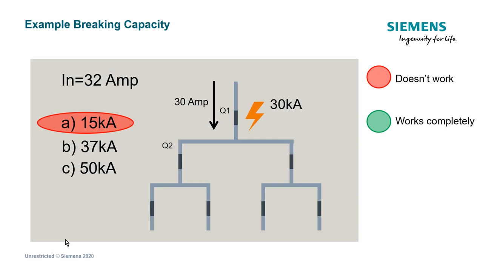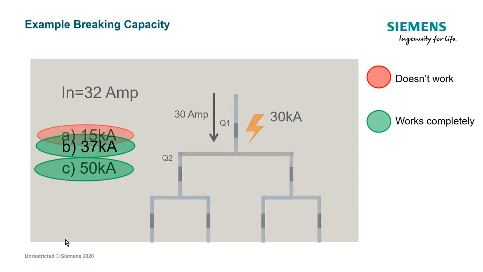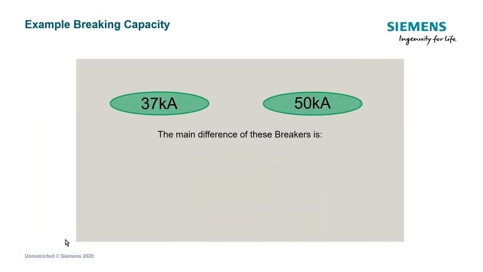Well, we will mark them as works and doesn't work. 15 kiloamps doesn't work because this is below the highest short circuit current that I will have in my circuit. My short circuit breaking capacity must be above the highest short circuit current that I will have in my circuit. If not, this will explode or break.